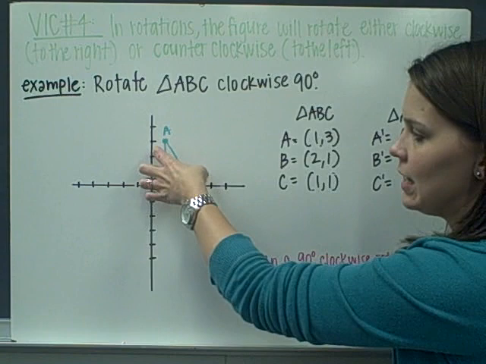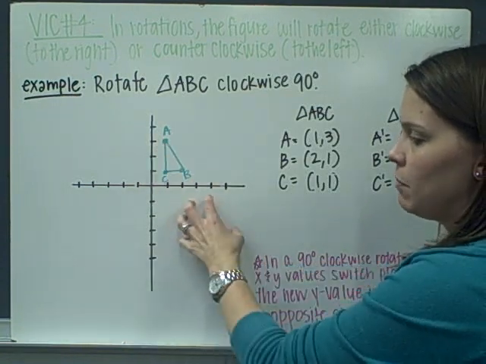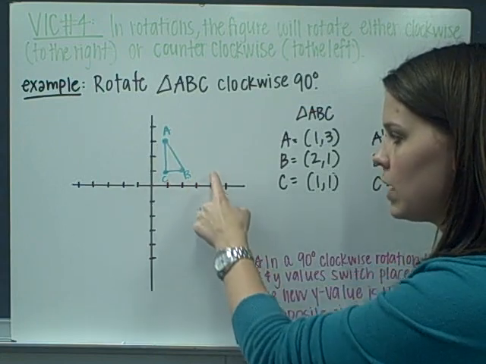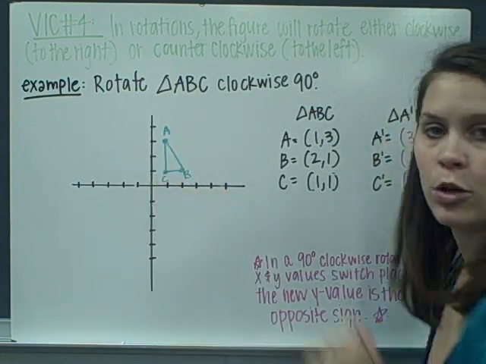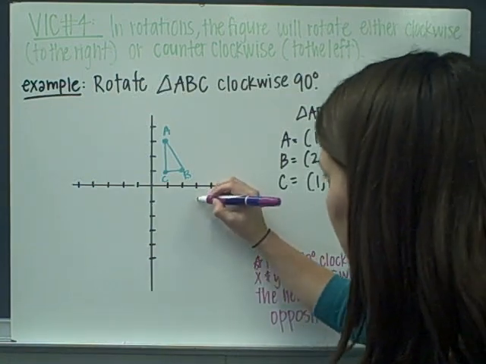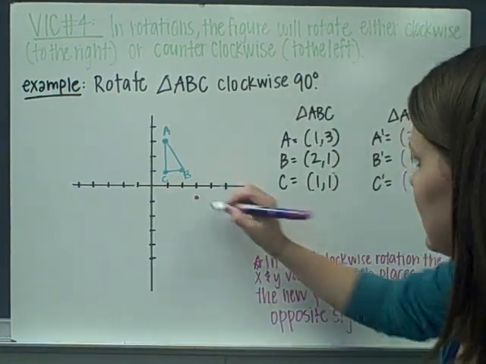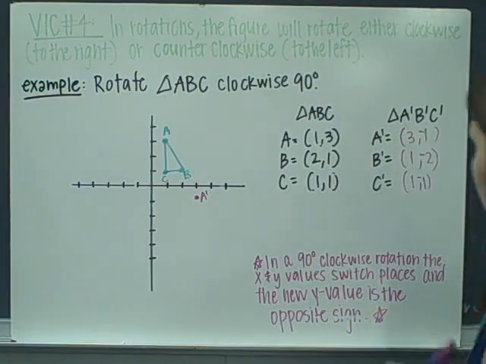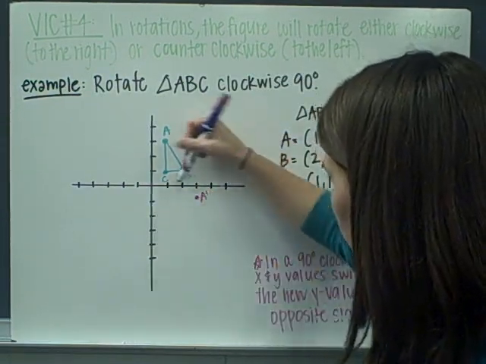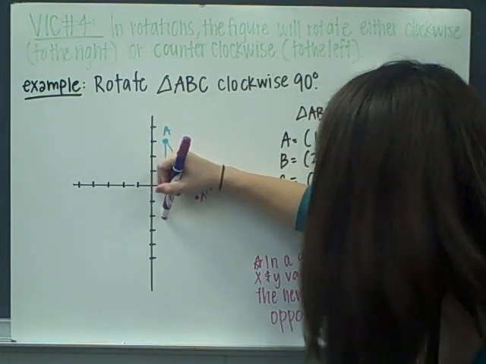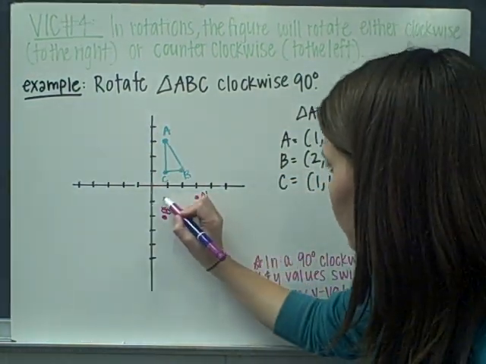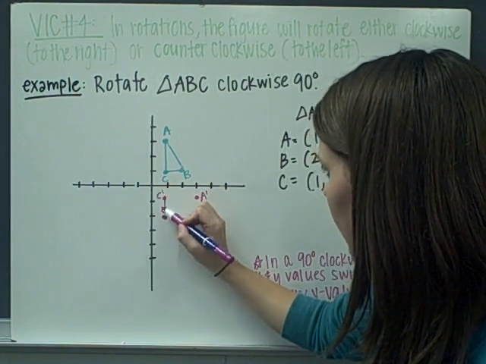Because we're taking this, moving it to the bottom, where the y values are negative, and this rotates to actually flip your values. So when we get this, we have 3, negative 1 is A prime. 1, negative 2 is B prime. And 1, negative 1 is C prime.